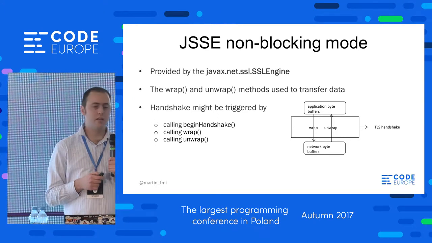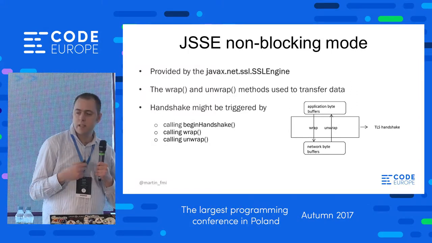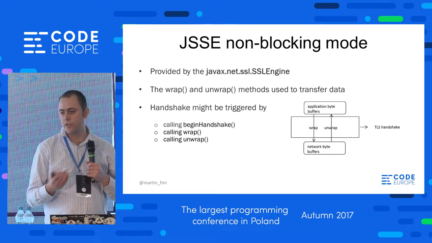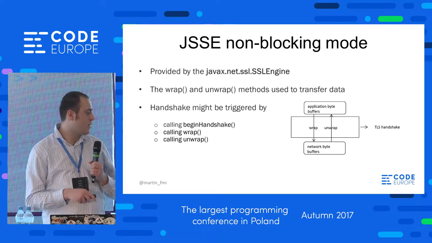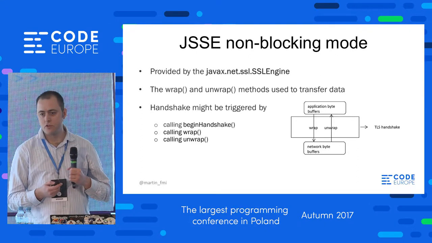And the handshake in that case might also be triggered by calling different methods. For example, you can explicitly call the beginHandshake method from the SSLEngine API, which triggers the handshake process. Or you can call wrap and unwrap, and if the TLS handshake hasn't been established, it's triggered.